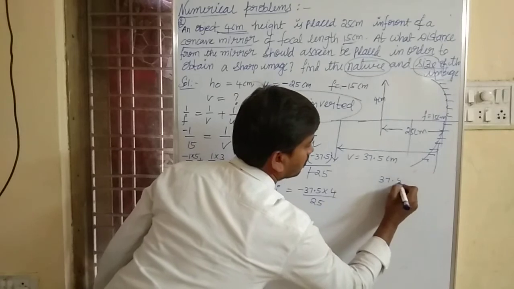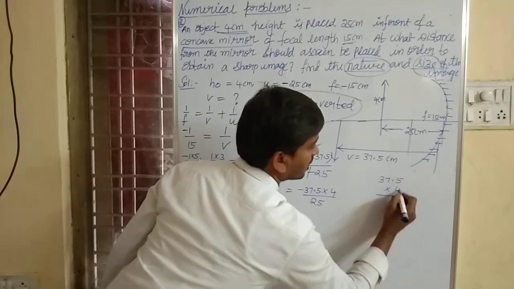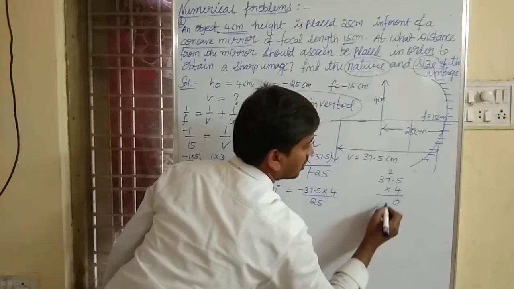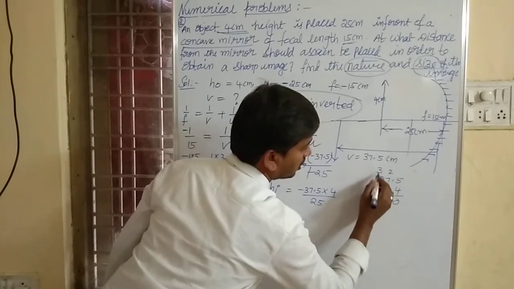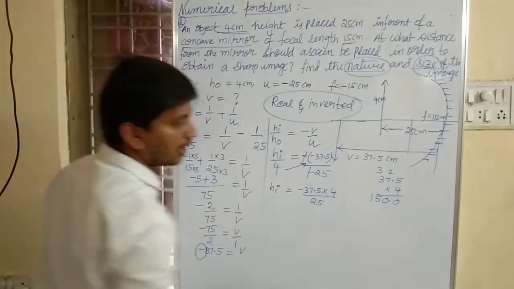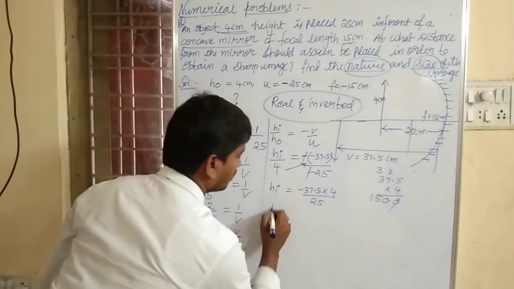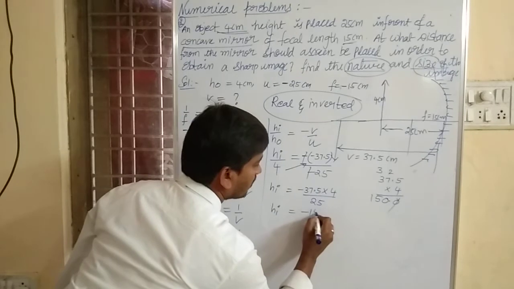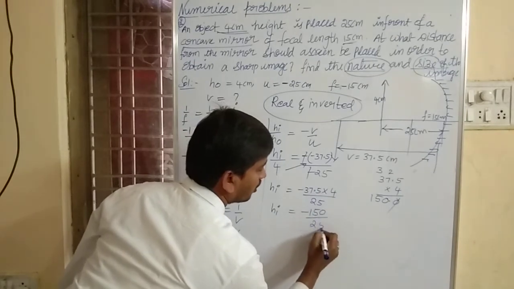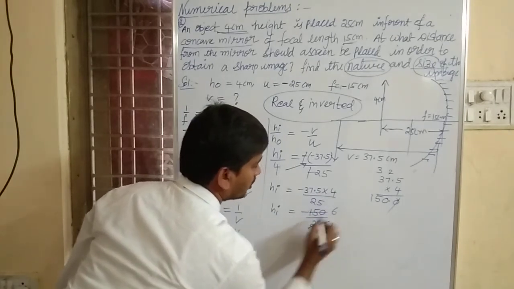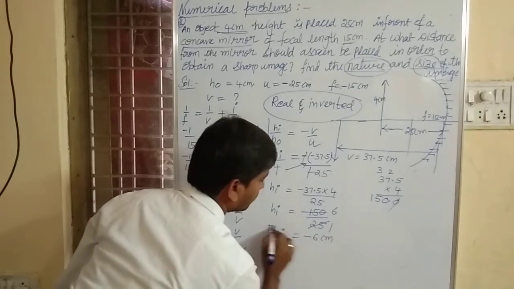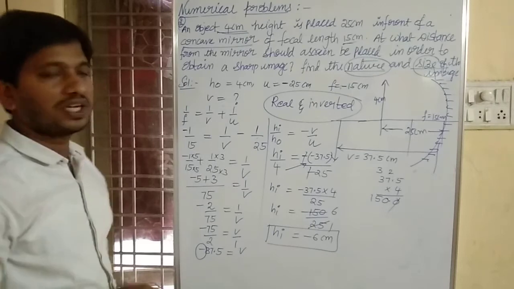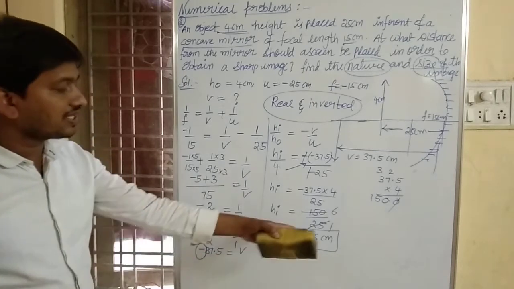Let me multiply. 37.5 into 4. 4 5s are 20, 4 7s are 28 plus 2 is 30, 4 3s are 12 plus 3 is 15, so 150. hi equal to minus 150 divided by 25. 25 6s are 150. So hi equal to how many centimeter? Minus 6 centimeter. So what is the height of the image? Height of the image is 6 centimeter.